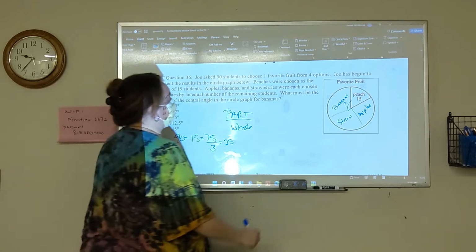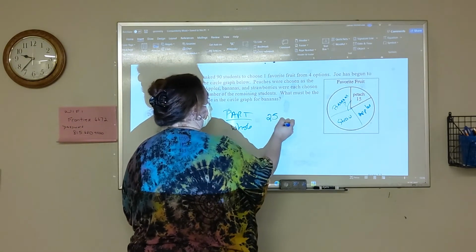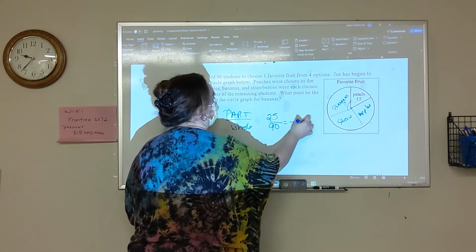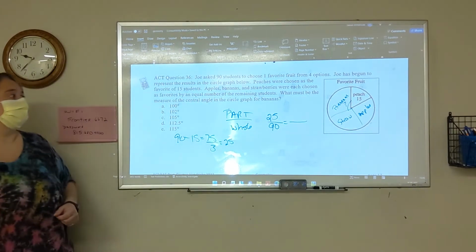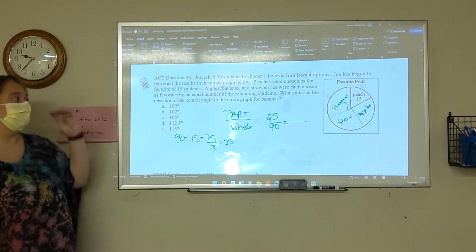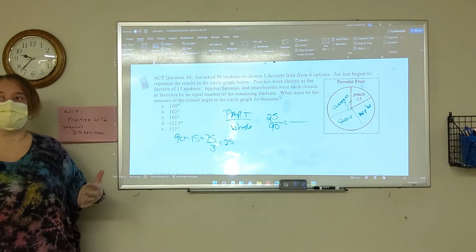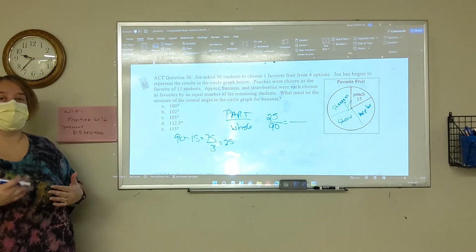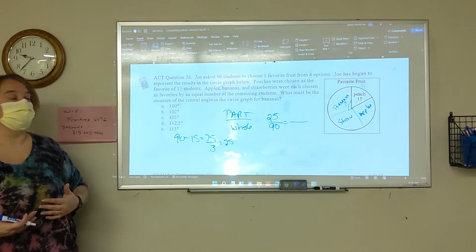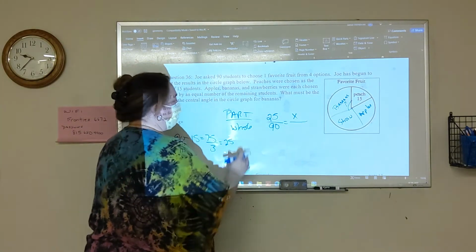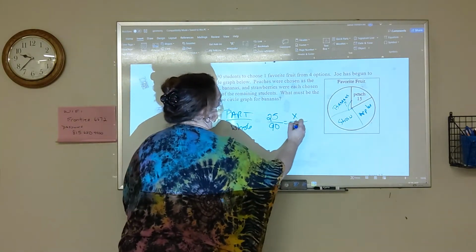So I got 25 kids wanting bananas. So that's my part. 25 kids wanted bananas out of a whole, which was 90. We started with 90 kids. On the other side of my proportion, I want to know what angle out of the circle, how many degrees out of the circle bananas is going to get. So again, I'm missing that part. What part is bananas going to get out of the whole? How many degrees are in a circle? 360.